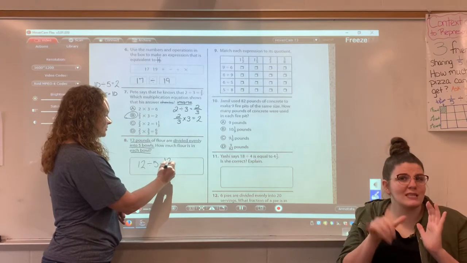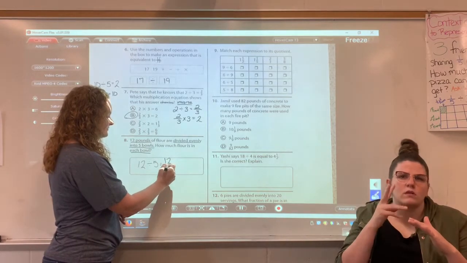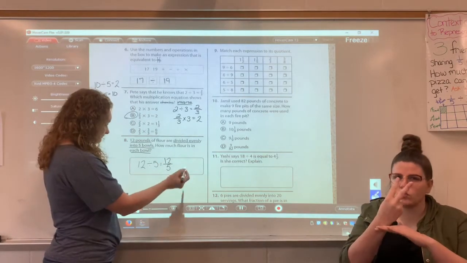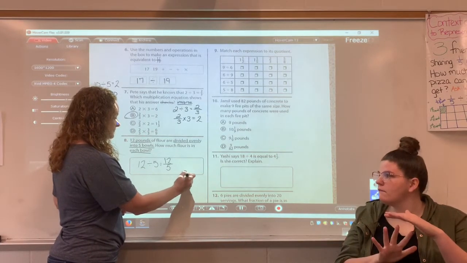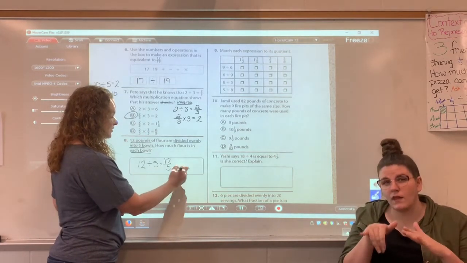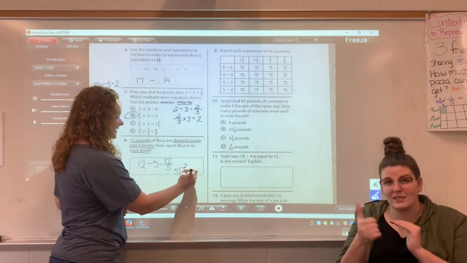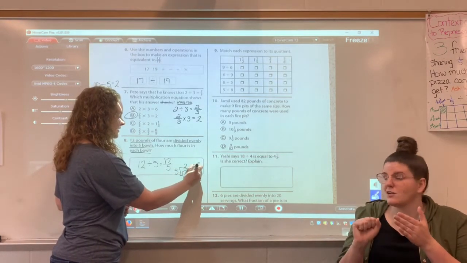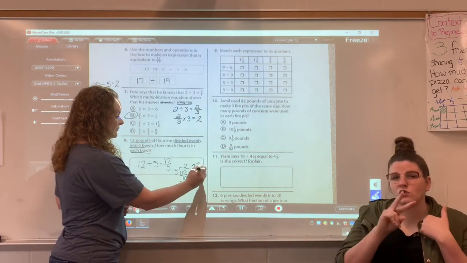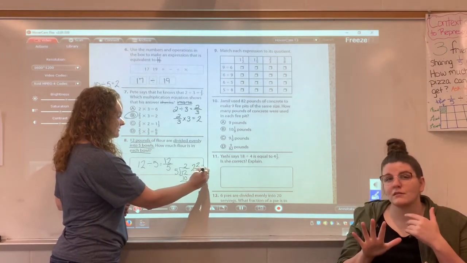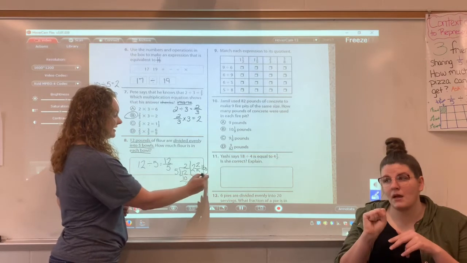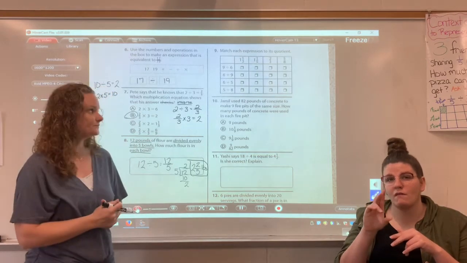So this, in other words, would look like this, 12 divided by 5. You would have to house divide, which would be 12. 5 into 12 would go 2 times, 10, subtract, and we end up with 2 and 2/5. So it would be 2 and 2/5 pounds of flour are in each of the 5 bowls.